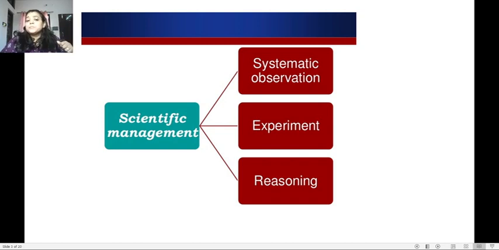So he said that if an organization wants to gain profit or meet future goals, then each and every manager needs to systematically observe the work done by the employees, right? So he said that with the scientific management principle, systematic observation will be done. The second thing he said is that every organization needs to do experiments, right?